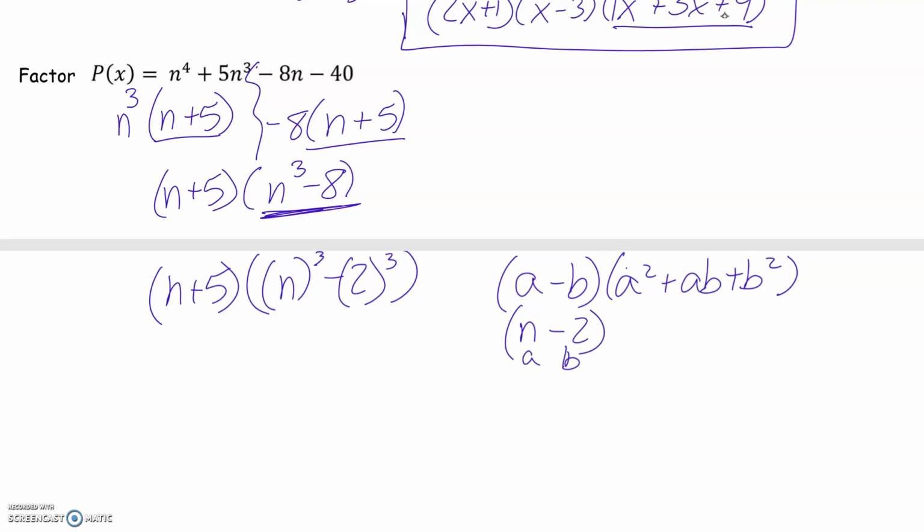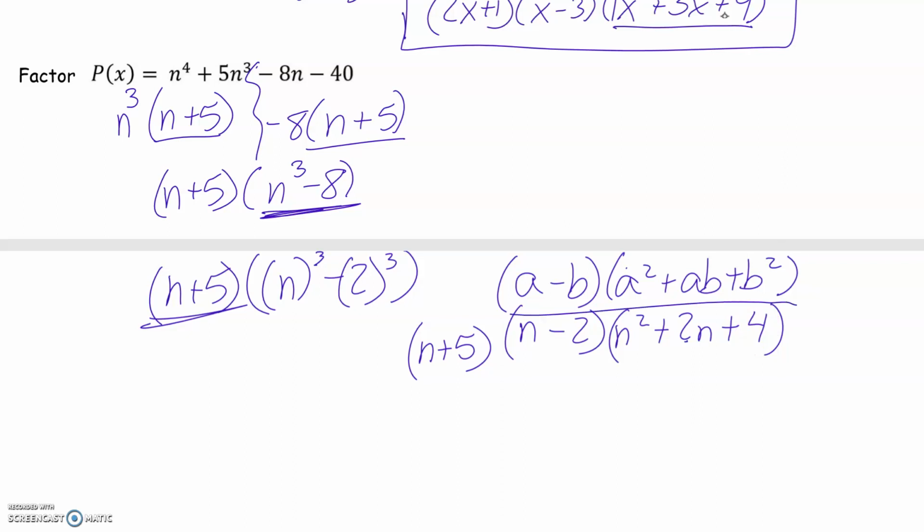Alright, so I'm going to substitute those in, so we would end up with n squared plus 2n plus 2 squared, which is 4. And don't forget your original binomial that you have already, which is n plus 5. Okay, there you go. And you would see if you can see any factors of 4 that add up to give you 2, and there are none, so you are done.